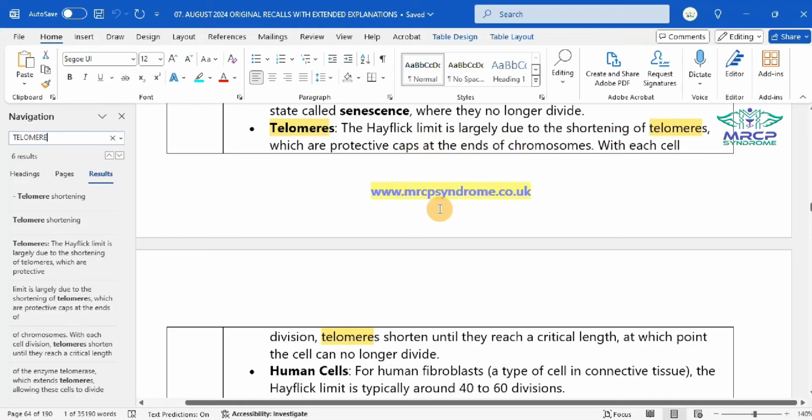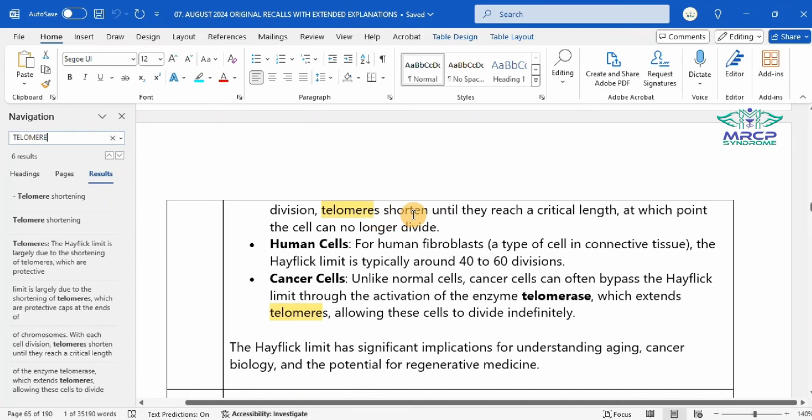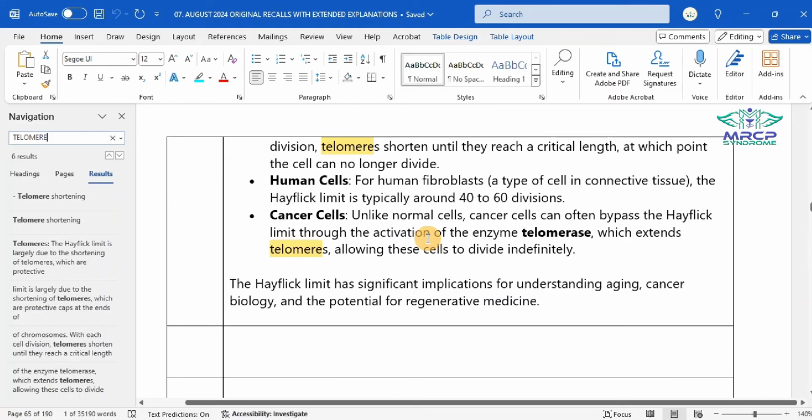With each cell division, the telomere shortens until it reaches a critical length, at which point the cell can no longer divide. For human fibroblasts, the Hayflick limit is typically around 40 to 60 divisions. And unlike normal cells, cancer cells can often bypass the Hayflick limit through activation of the enzyme telomerase, which extends telomeres, allowing the cells to divide indefinitely.